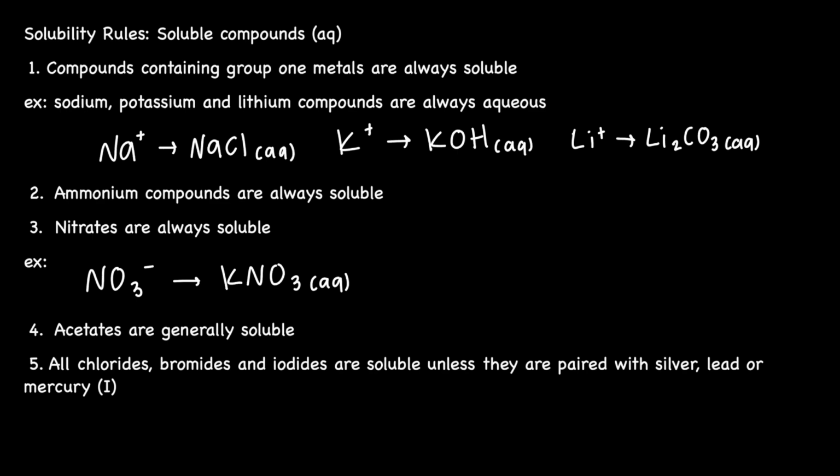Next, ammonium compounds are always soluble. Nitrates are also always soluble. So if you see NO3 negative, the compound will almost always be aqueous. Acetates are also generally soluble. All chlorides, bromides, and iodides are soluble unless they are paired with silver, lead, or mercury 1.